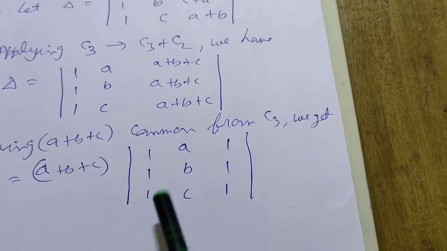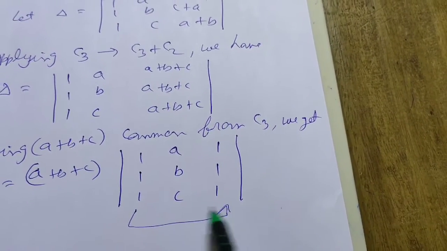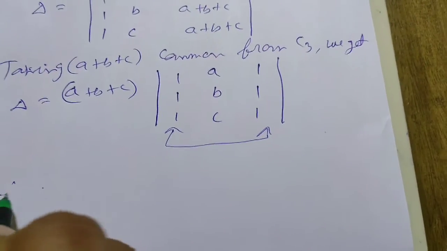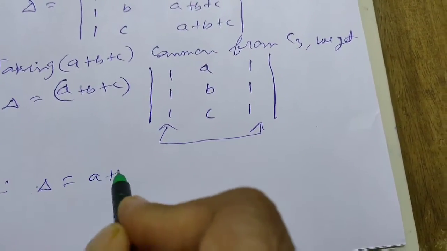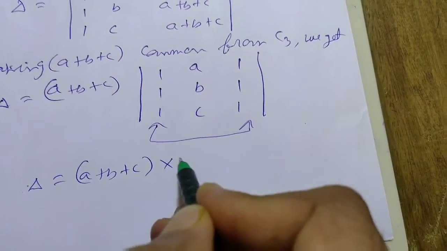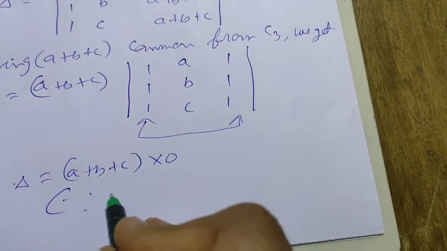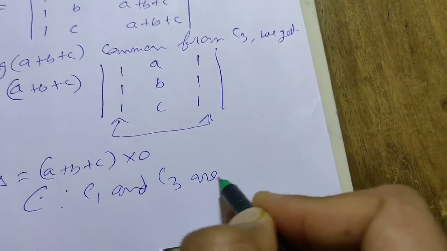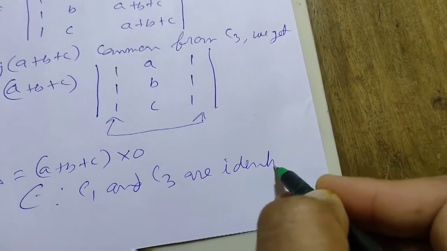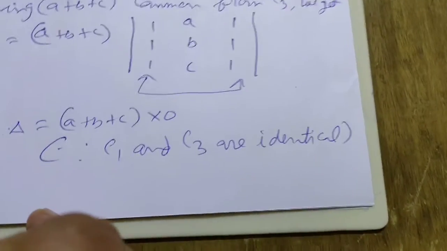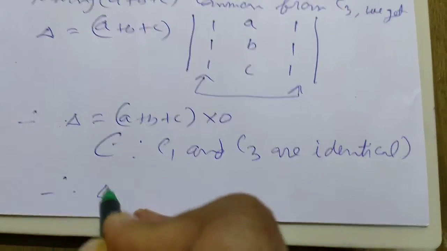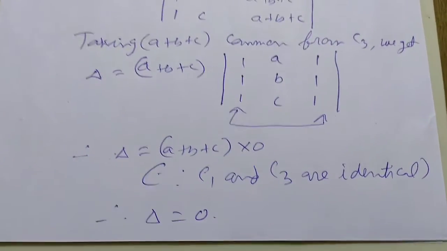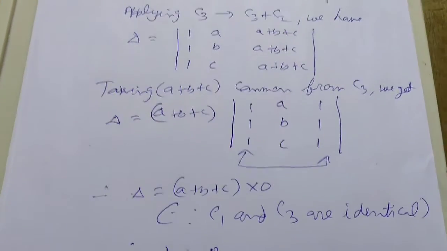You can see that column 1 and column 3 are identical. Therefore, delta equal to (A plus B plus C) into 0. You have to write down the reason: because column 1 and column 3 are identical. Therefore, delta equal to 0. So this is how we have got the answer by applying the property.